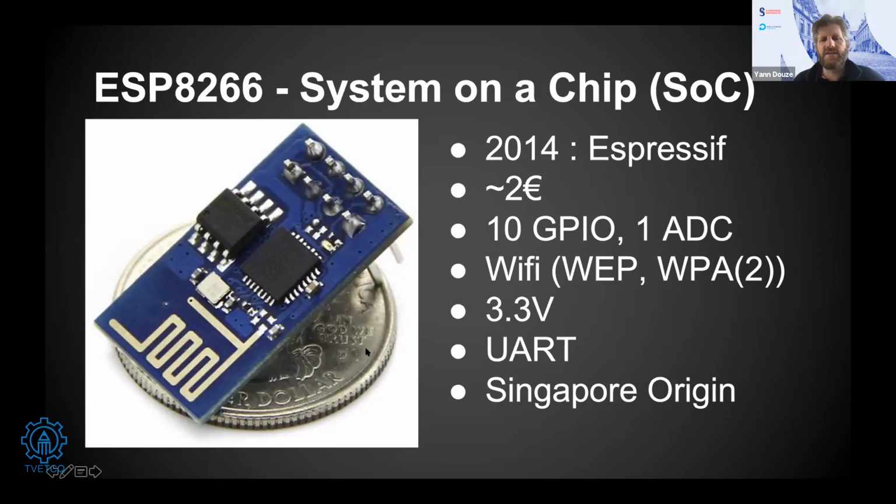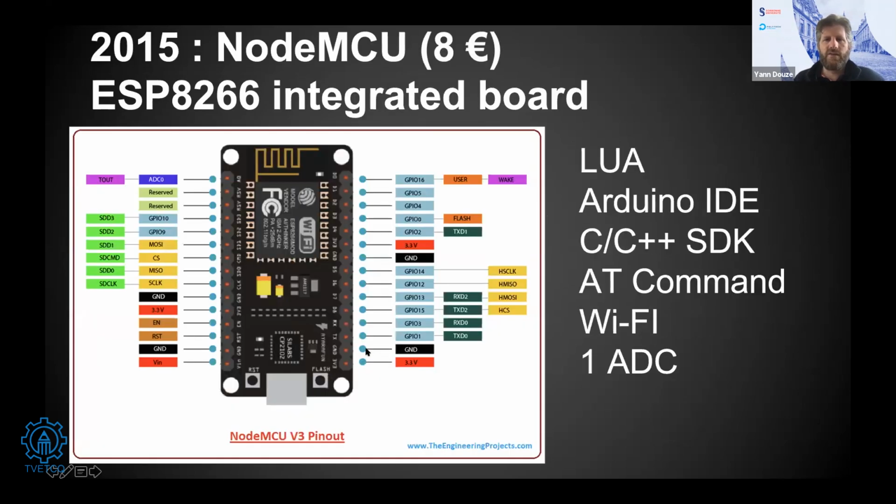So this one is very simple, but you have the NodeMCU. Its cost is around 8 euros. It's quite the same. And here you have a board with several inputs and outputs. You can program it in C++ with Arduino. You have Wi-Fi and one ADC.